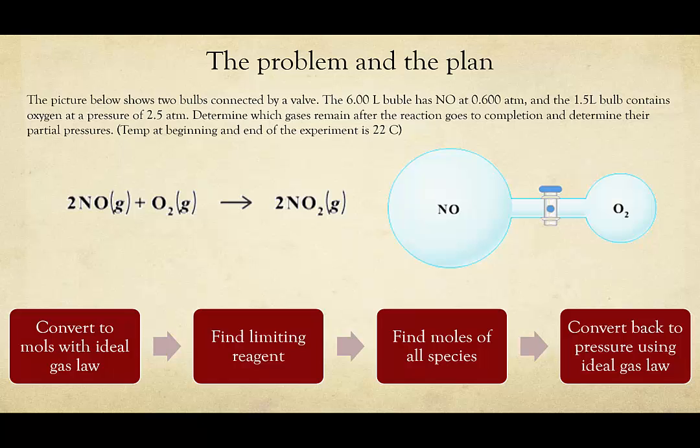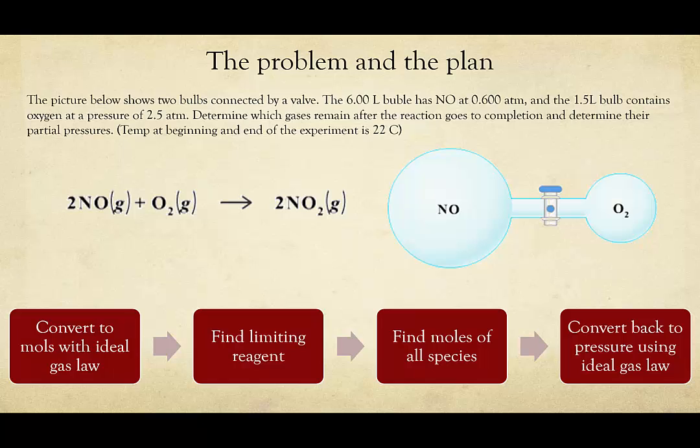So we have two bulbs that are connected by a valve. The larger bulb has nitrogen monoxide at 0.6 atmospheres, while the smaller one has oxygen at a partial pressure of 2.5 atmospheres. And we want to determine what gases remain after the reaction goes to completion and their partial pressures. One piece of information that'll be very useful is to know that at both the beginning and the end, the temperature was 22 degrees Celsius.